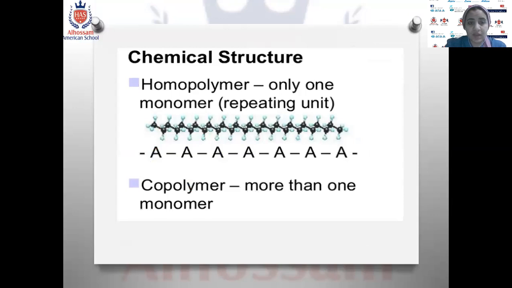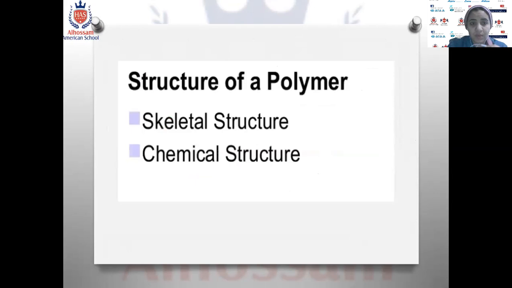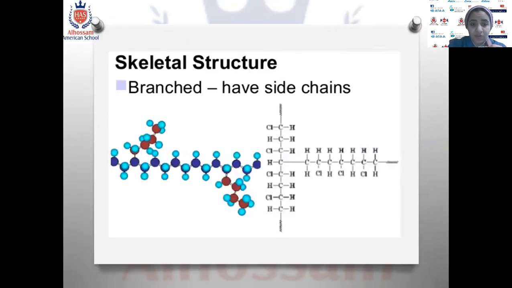So in the skeletal structure, we said from the beginning we have a skeletal structure and a chemical structure. For skeletal structure we have more than 3 types, but this year we'll study only 3 types: linear, branched, and cross-link.